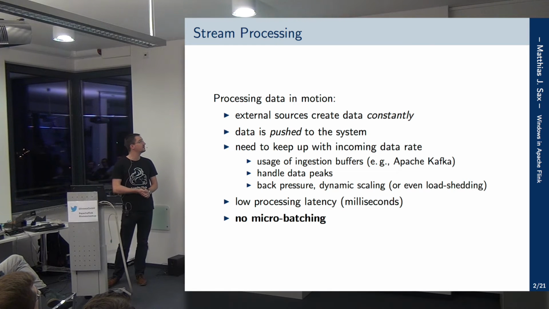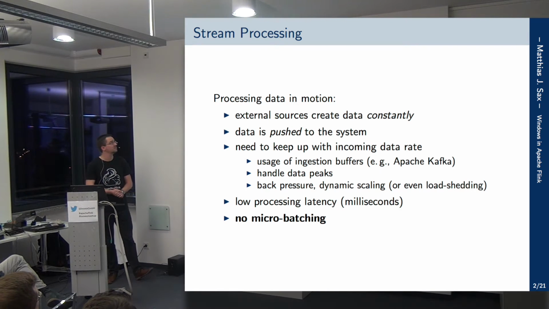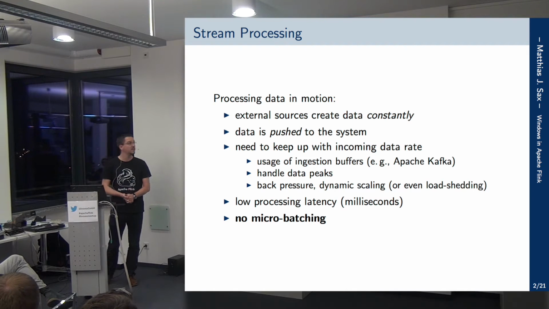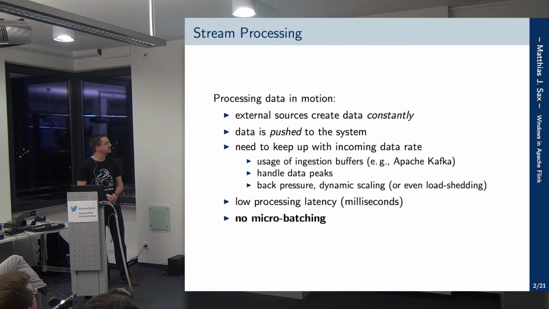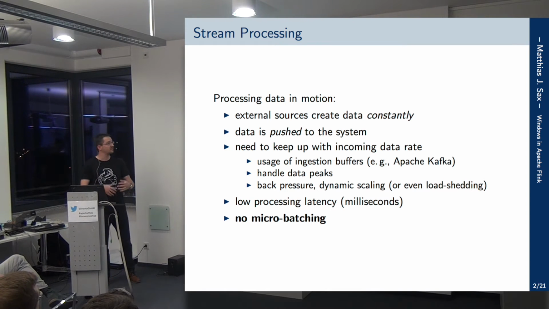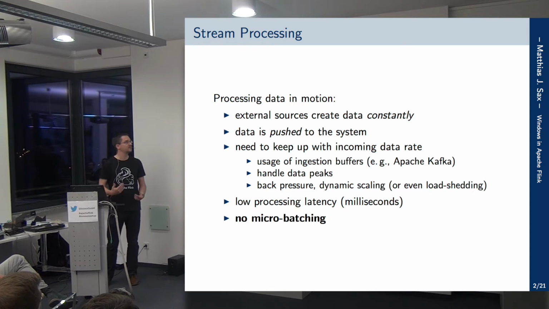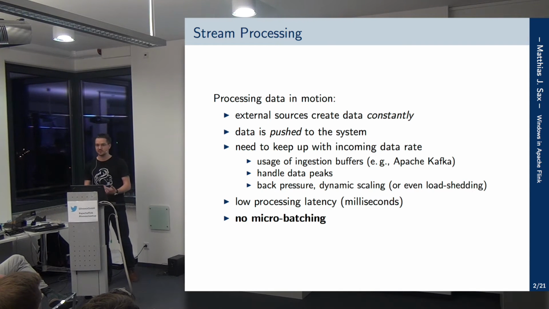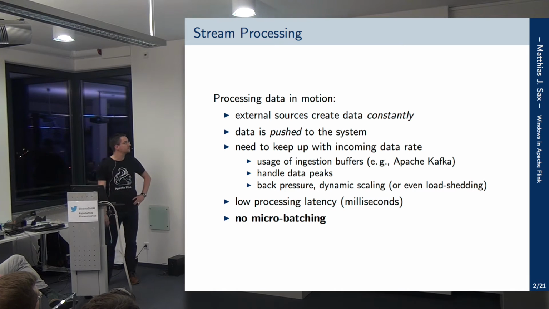And first, a brief introduction: what is stream processing about in general. So the most important thing is data is in motion. Robert mentioned it already. So you have external data sources that create data constantly. And this data is pushed to the system, so you really have to react on it. So it's very different from batch processing, where you pull the data into the system and process on your own speed. Here you need to react on it.